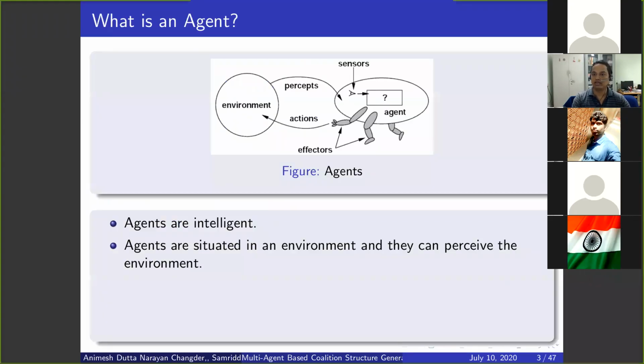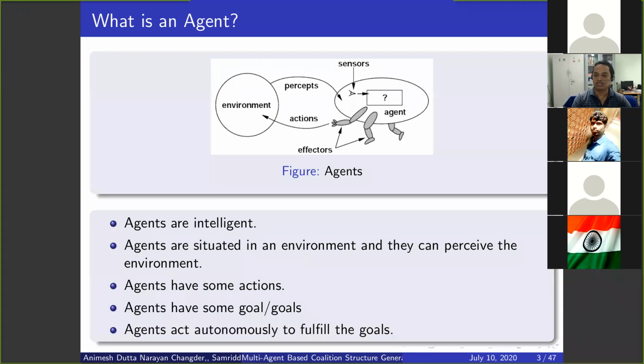Okay, so I'm not going again into what is agent and multi-agent system, etc., because this we have already discussed. So I'm done.